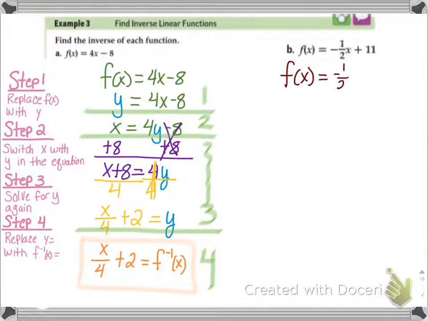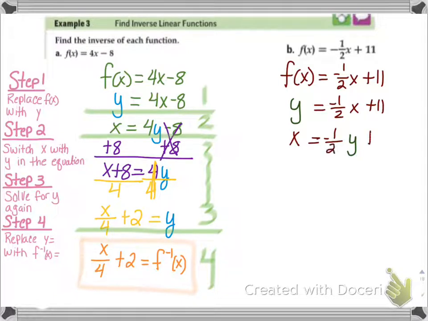Again, I write down the original equation they gave me, which was f of x equals negative 1/2 x plus 11. Now I'm going to go to step 1, replace f of x with y equals. So I first copied my equation, negative 1/2 x plus 11, and then I wrote down my y. Now I need to switch x and y, step 2, with each other in the equation. So x equals negative 1/2 y plus 11.